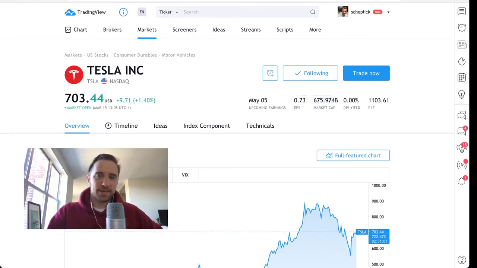Now, market cap, that tells you how much the company is worth. You can track this at any given point. Market cap tells you the total number of shares outstanding times the current price. One share is trading for $703 right now. So how many shares are outstanding? You go look that up, then you multiply the total number of shares out there.